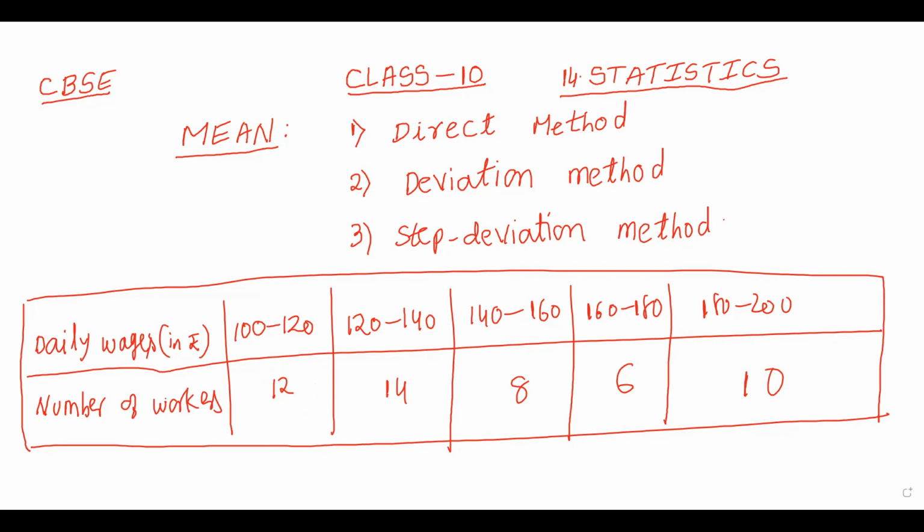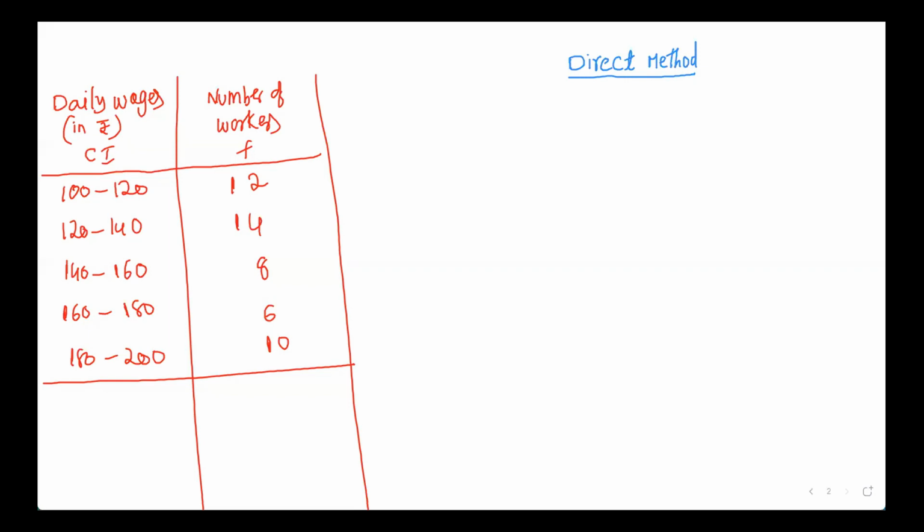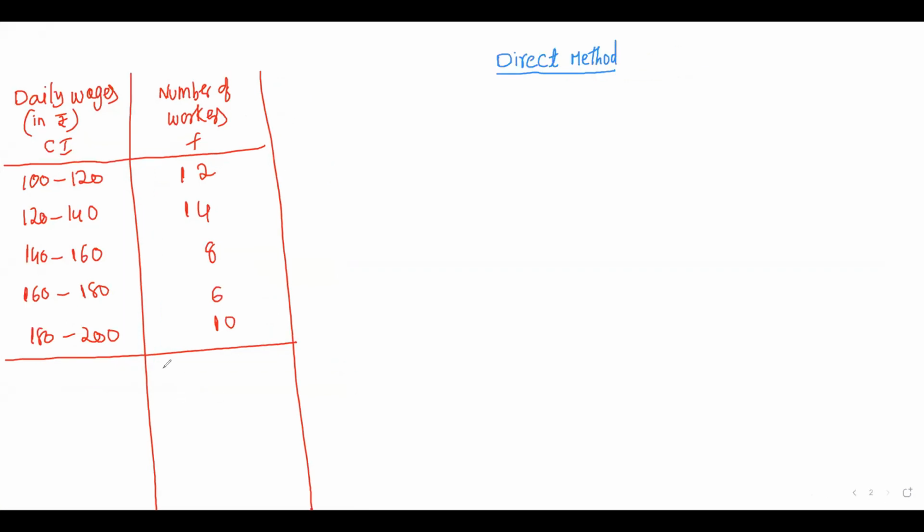First method is direct method. First of all, let us find sigma fi, sum of all frequencies. Can any one of you add and tell me the total? I think it is 50. Isn't it? Yes, sir.